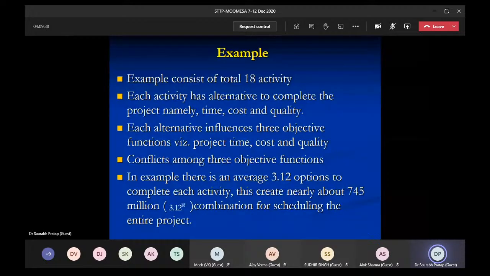The example consists of a total of 18 activities, and each activity has alternatives to complete the project, namely time, cost, and quality. You can see that we have three objectives in this problem: time, cost, and quality.